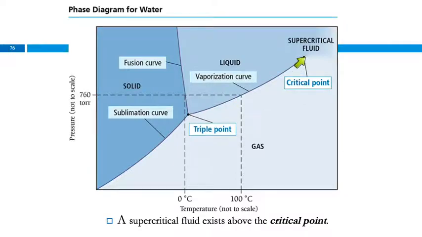This is the critical point. Above the critical point, you can't have a liquid. You've just got a supercritical fluid. The triple point is this place where the three curves intersect, and that's where you have a solid, a liquid, and a gas all at the same time.